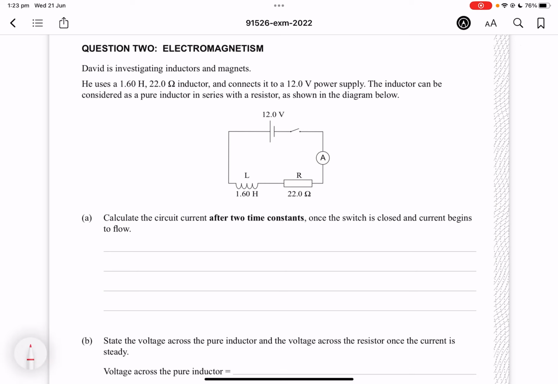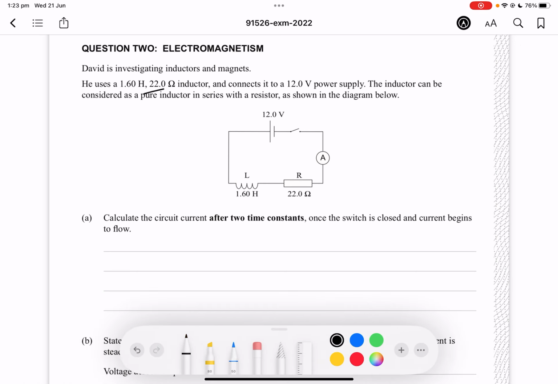In this case, when it says pure inductor here, it just means that this resistance here is 0 ohms. So we're not considering this inductor part to have any resistance. The only resistance of the circuit we consider is coming from the resistor here. Therefore the resistance of the circuit equals 22.0 ohms. That's one thing we can keep in mind here. So overall resistance is 22 ohms.